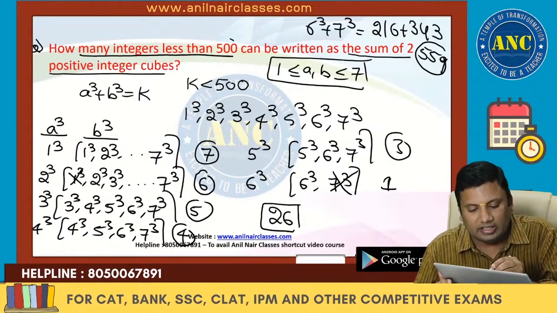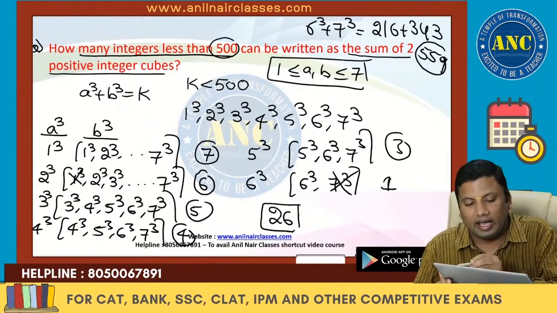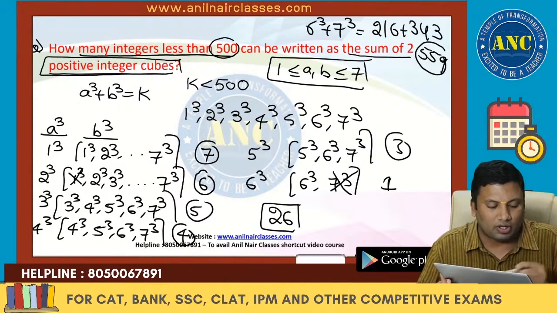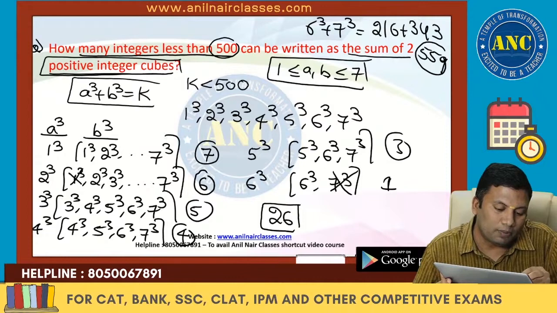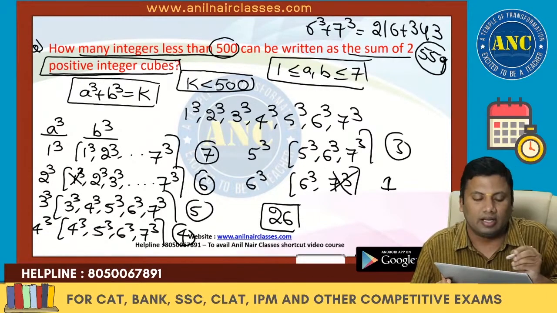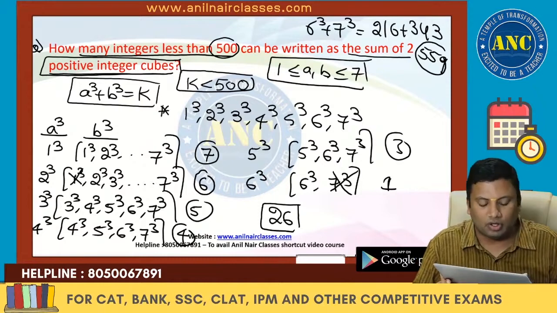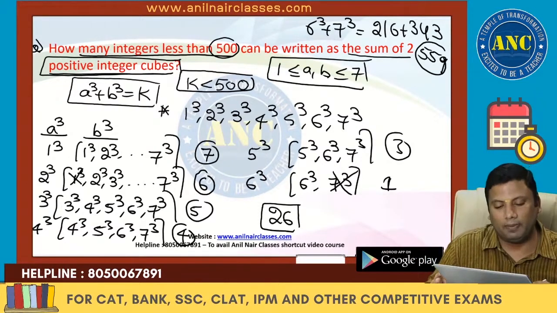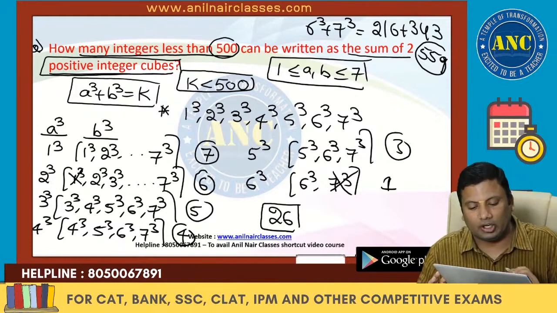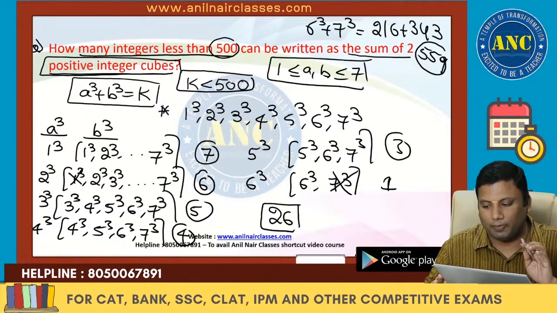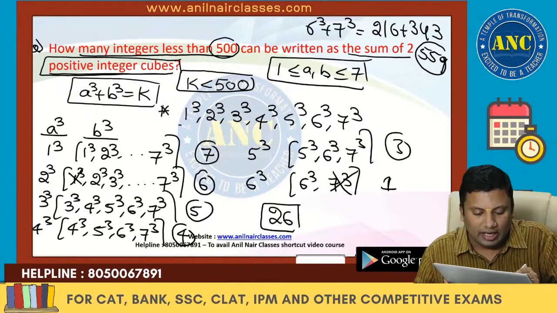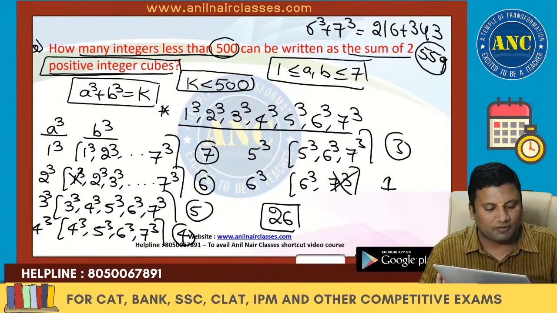How many integers less than 500 can be written as sum of two positive integer cubes? Positive integer cube, a cube plus b cube equivalent to k. K should be less than 500. Step number 1, I found out all the cubes which will reach up to a maximum value. 8 cube is 512 because it is positive integer cubes. A and B cannot take 0. A and B can take all the values from 1 to 7.